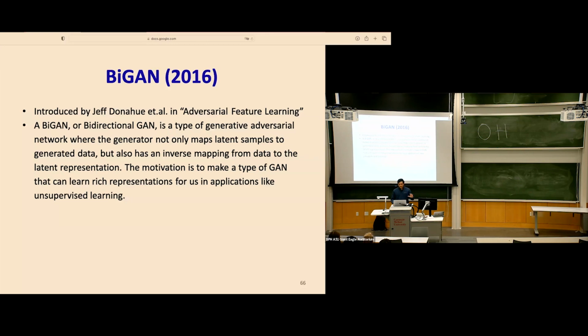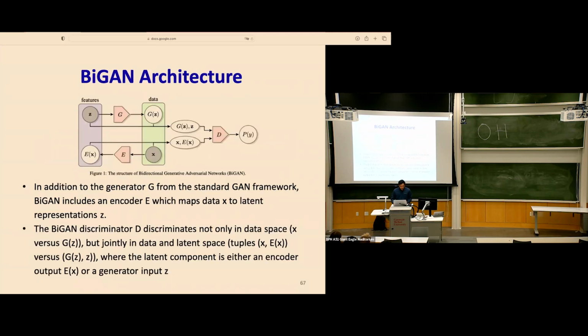GANs in their existing form have no means of learning the inverse mapping, which is projecting the data back into the latent space. In the case of bidirectional GANs, this is a means of learning the inverse mapping. And this demonstrates features that can be used for auxiliary supervised discrimination tasks. That's a lot of words, but let's jump into some examples to see what it actually means.